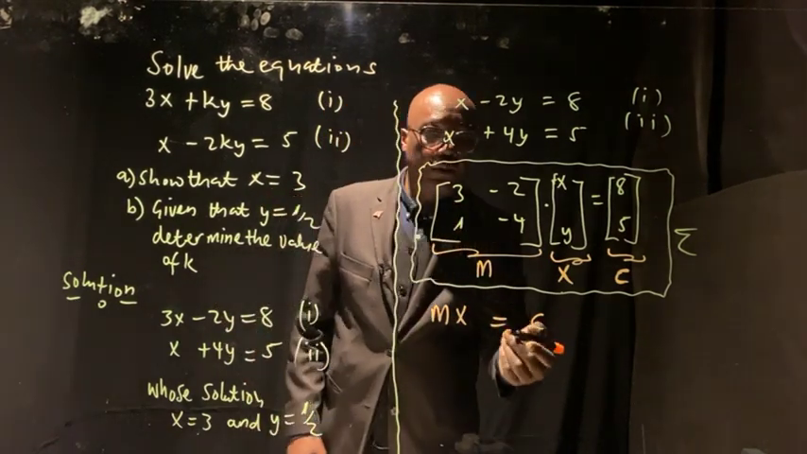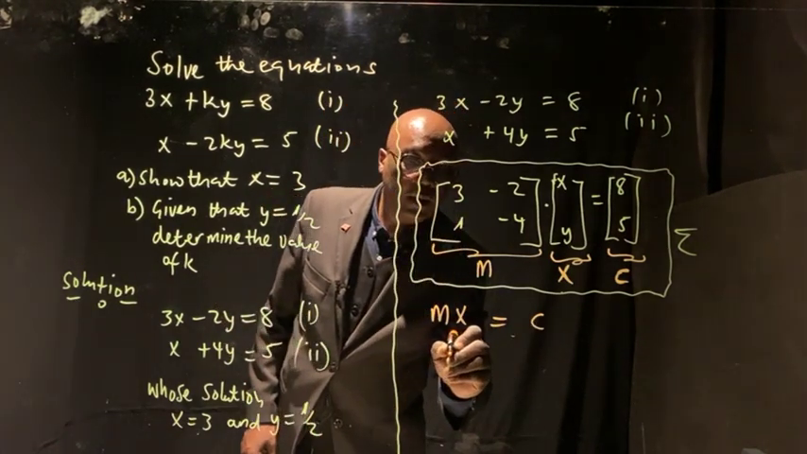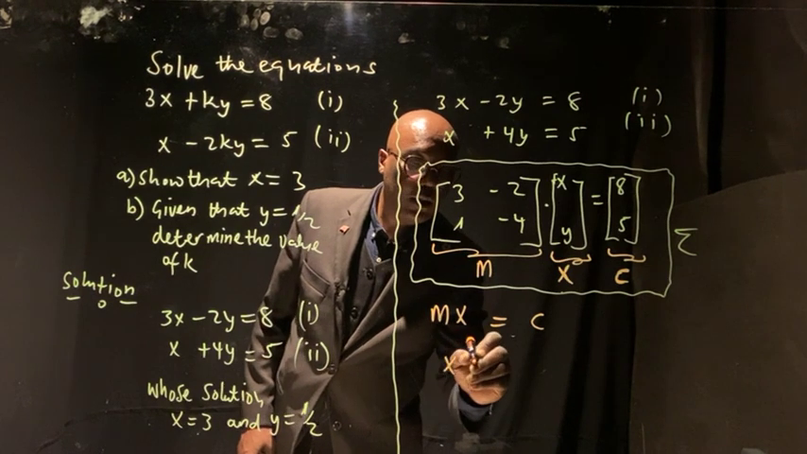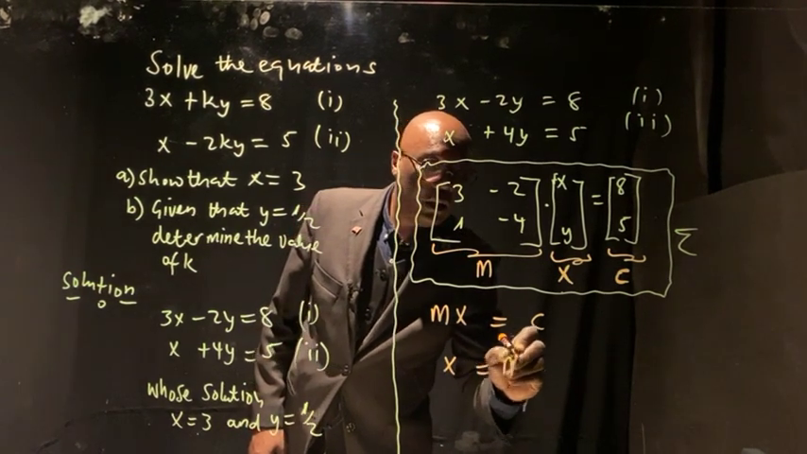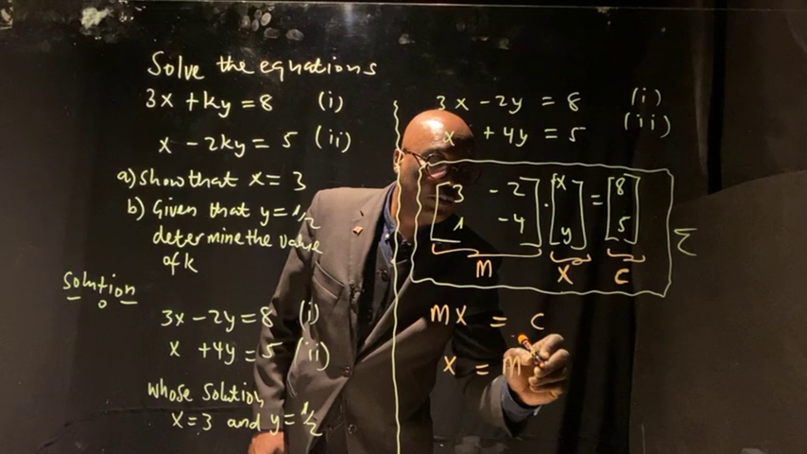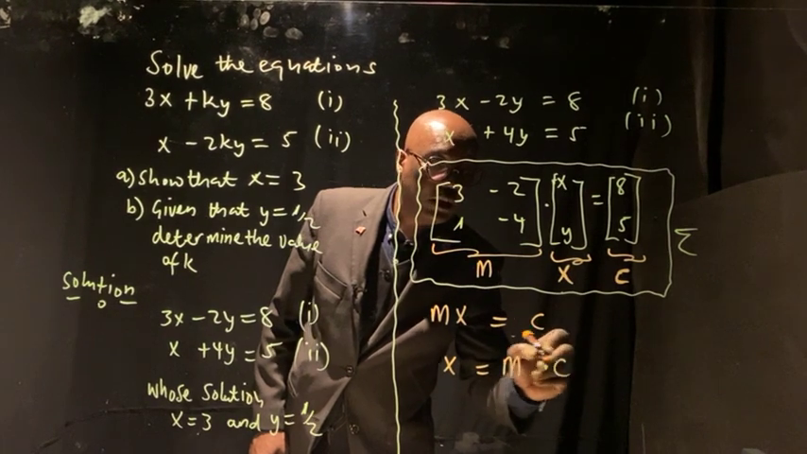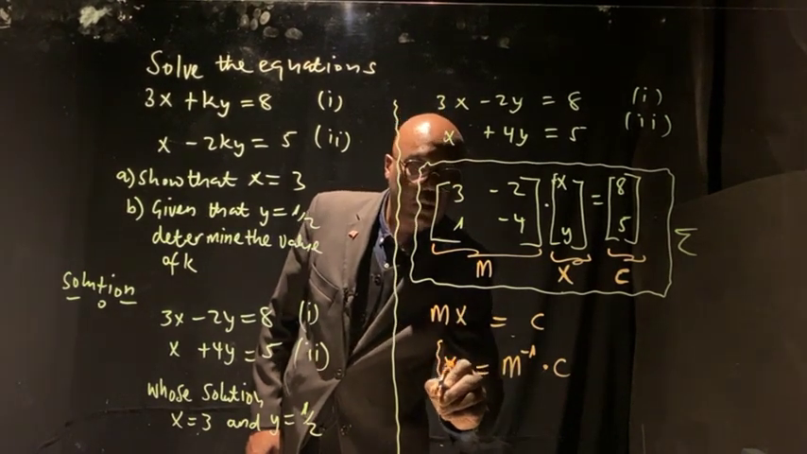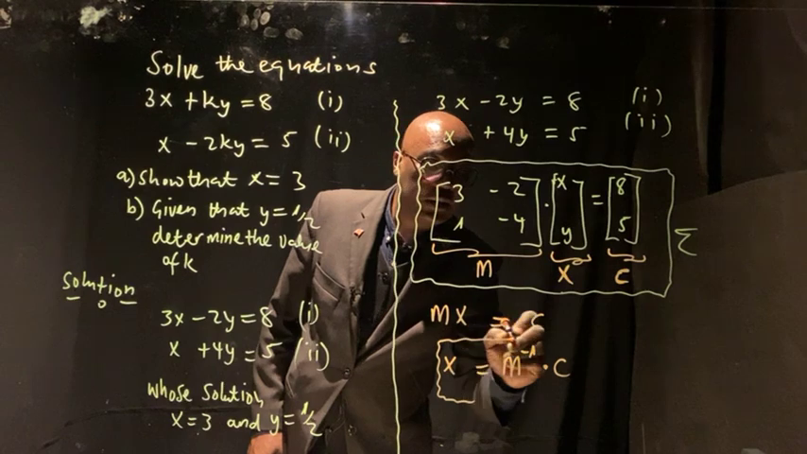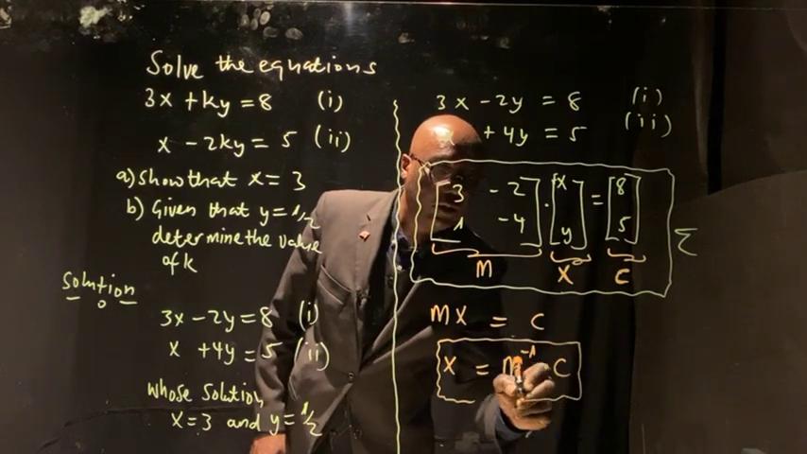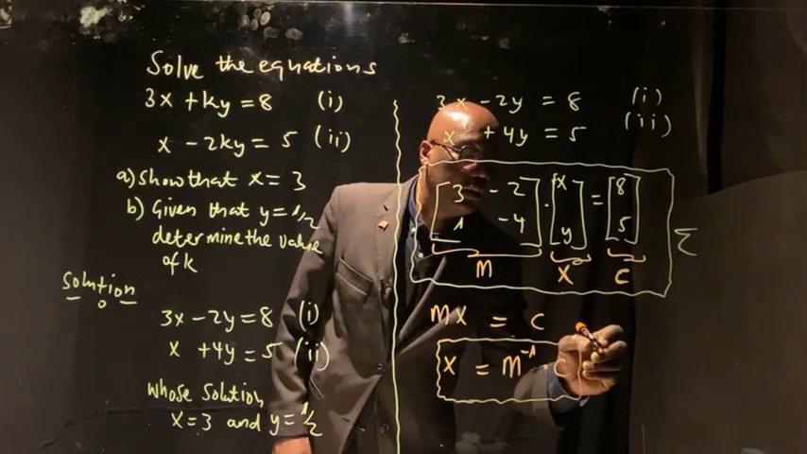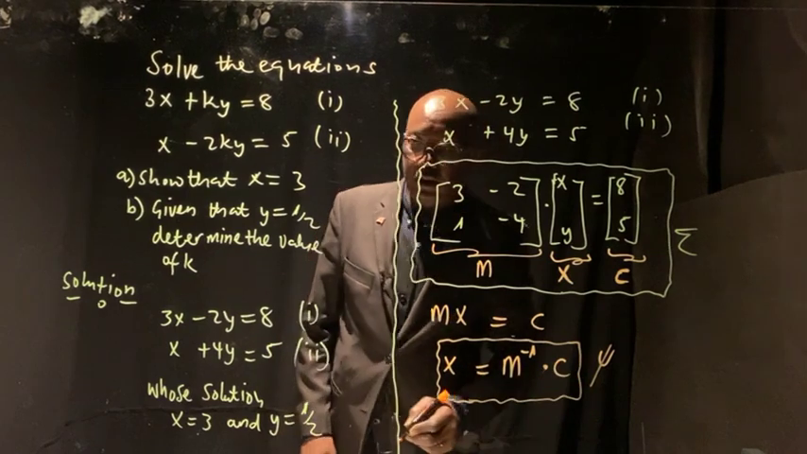Mathematically, we can prove later on that X is equal to the inverse of M multiplied by C. This equation is very vital, very, very vital. We'll use it later on. I'll call it equation phi.